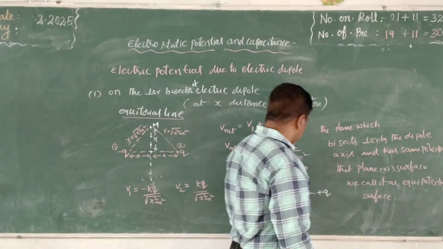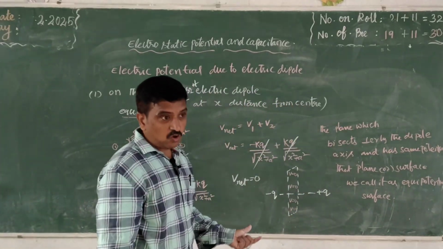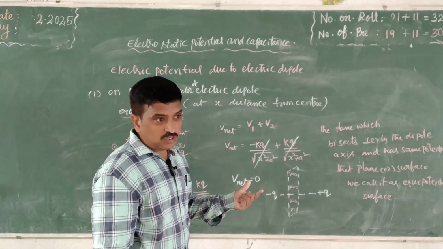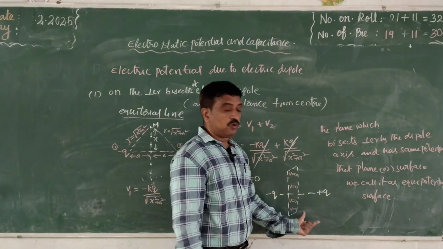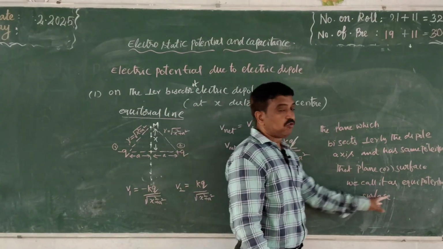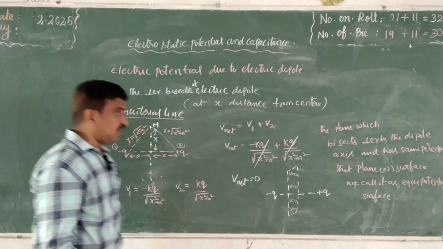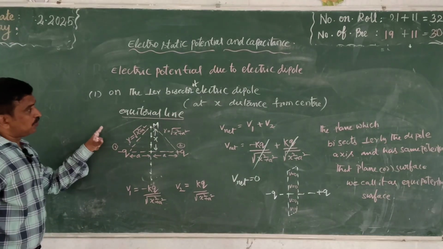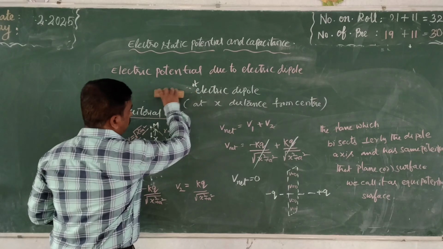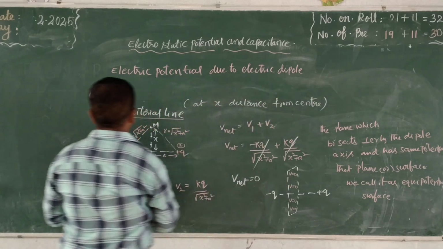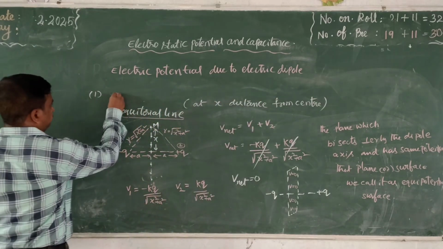In the same way, it has the same potential. The surface on which the electric potential is the same, and which is perpendicular to the electric field or electric dipole, that surface we call an equipotential surface. This is the electric potential due to an electric dipole. Next, at any point in space.